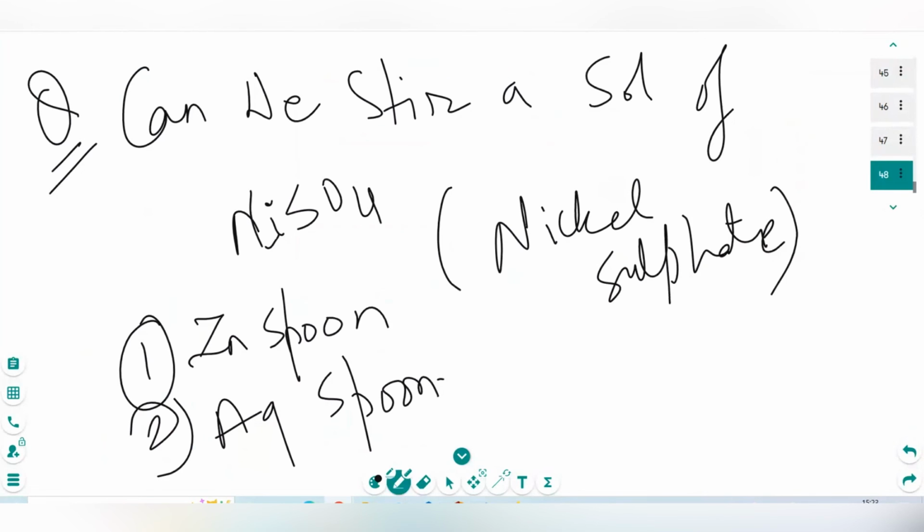Tell me what. Wait, what does stir mean? Like just mix, stirring. Mix the Zn spoon into the nickel sulfate solution. So will this reaction happen? The color will change or not? Okay, yeah. I was confused because I thought stir meant, if you just put the silver spoon. Okay, yeah, I get it.